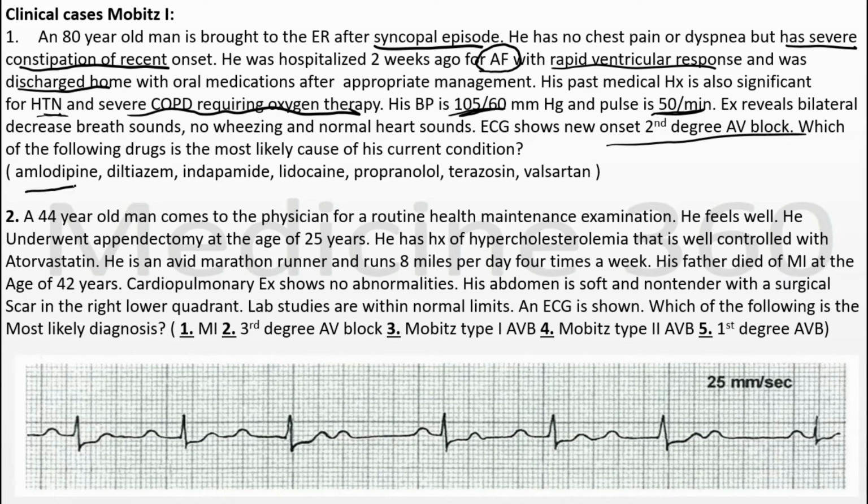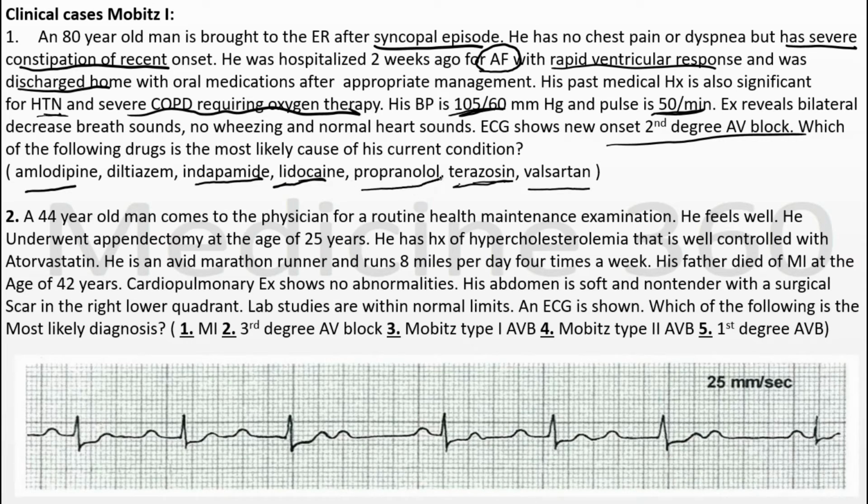Then there can be indapamide, which is a thiazide diuretic. It has no effect on the heart. Then lidocaine is a sodium channel blocker. It does not affect the AV node. Then there is prazosin, which is an alpha 1 blocker, and it has no effect on the heart. Valsartan, which is an angiotensin receptor blocker, has no effect on the heart.